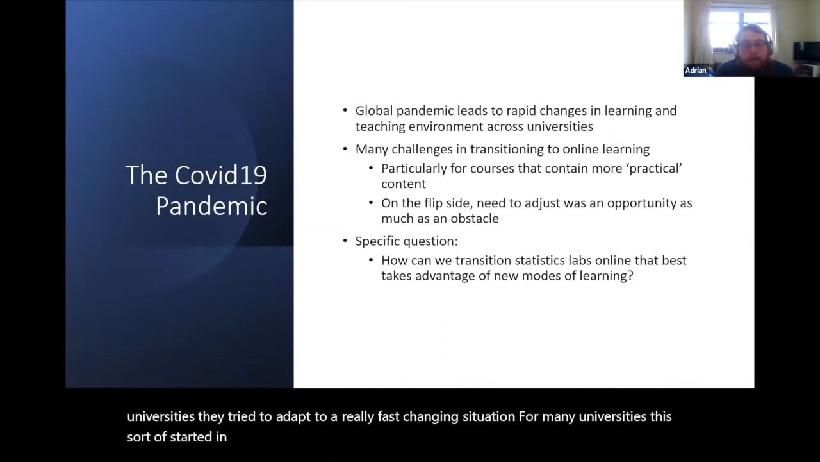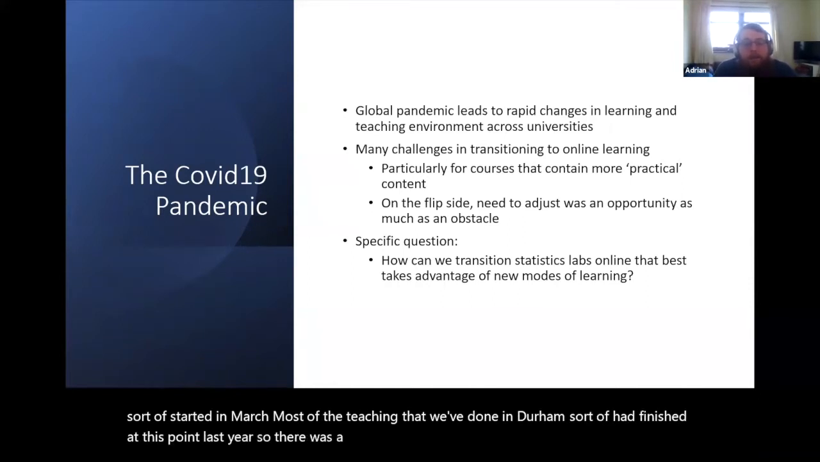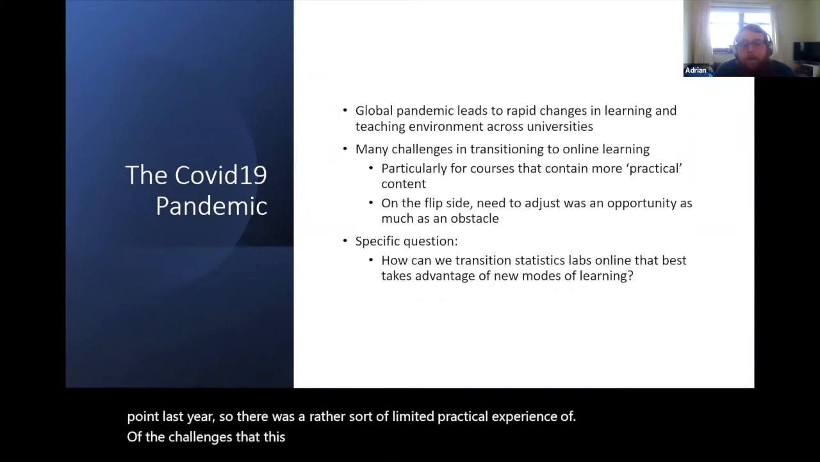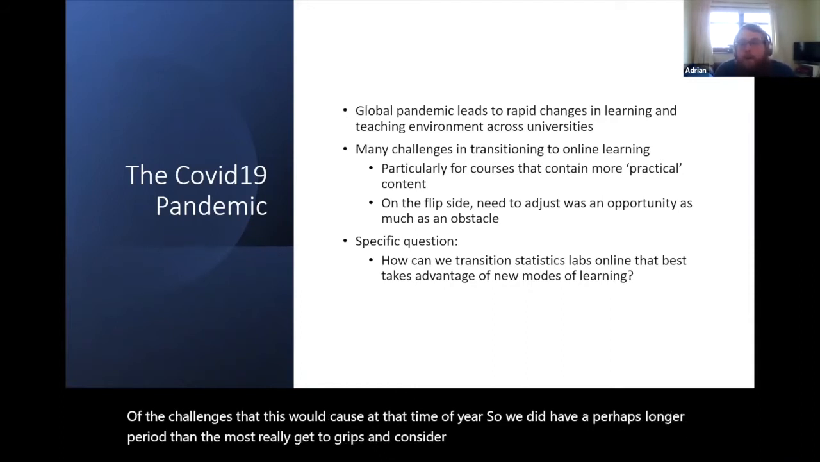Most of the teaching that we had done in Durham had finished at this point last year. So there was a rather limited practical experience of the challenges that this would cause at that time of year. So we did have perhaps a longer period than most to really get to grips and consider what needed to be done.